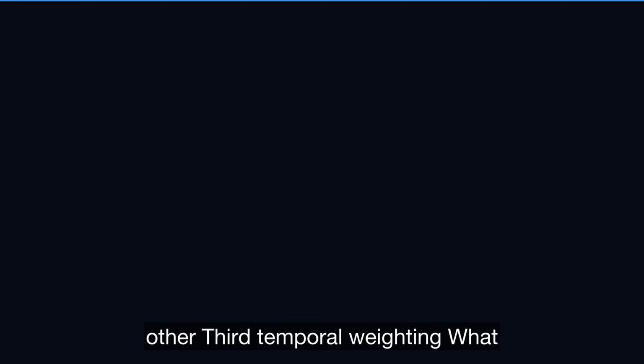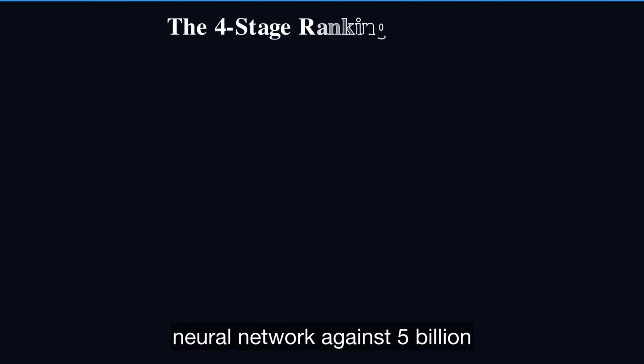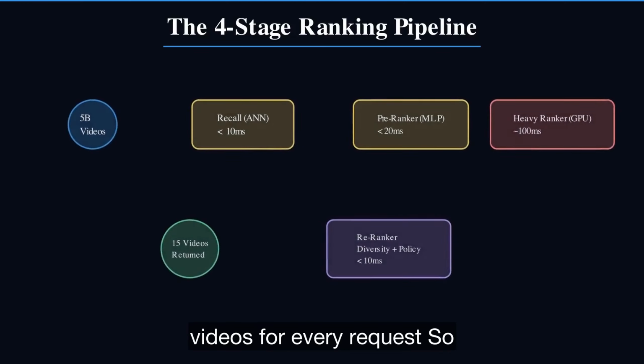Second, a content graph, videos embedded in vector space so similar topic videos cluster near each other. Third, temporal weighting, what you watched in the last 10 minutes outweighs your entire historical preference. This is why cold start feels instant. Here is the core architectural insight. You cannot run a deep neural network against 5 billion videos for every request.